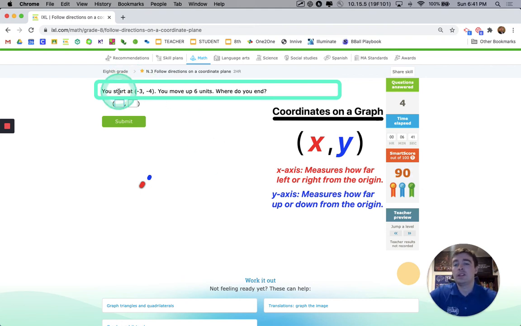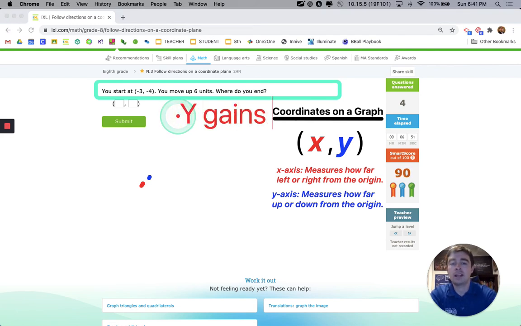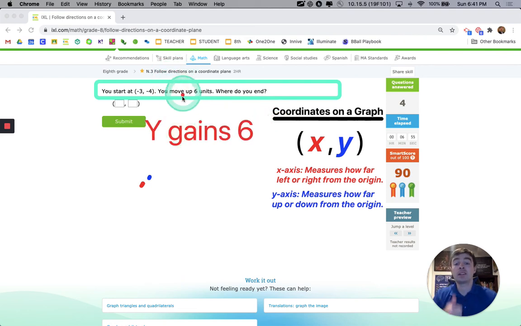So here we see you start at -3 and -4. You move up by 6 units. And I'm going to go ahead and put a little note here. Let me switch the color. Y gains 6. And the reason I'm saying that is if I move up by 6 units, the y value is going to gain, and specifically it will gain 6 units. So I'm going to do -4 plus 6.